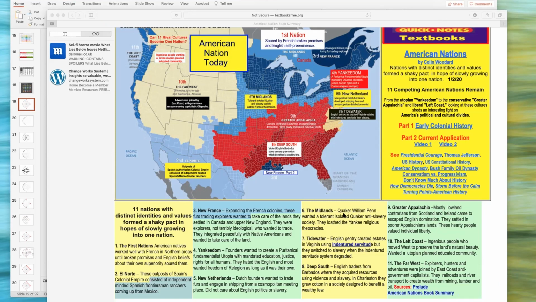Now, Kathy is our resident cultural anthropologist, so she can give us a lot more of the specific details around this. But when we look at Tidewater, which is the eastern part of Virginia and North Carolina, and I'm sure it talks about if it's into Delaware, I don't know what's all being overlapped there. English gentry created estates in Virginia using indentured servitude, but they switched to slavery when the indentured servitude system degraded.